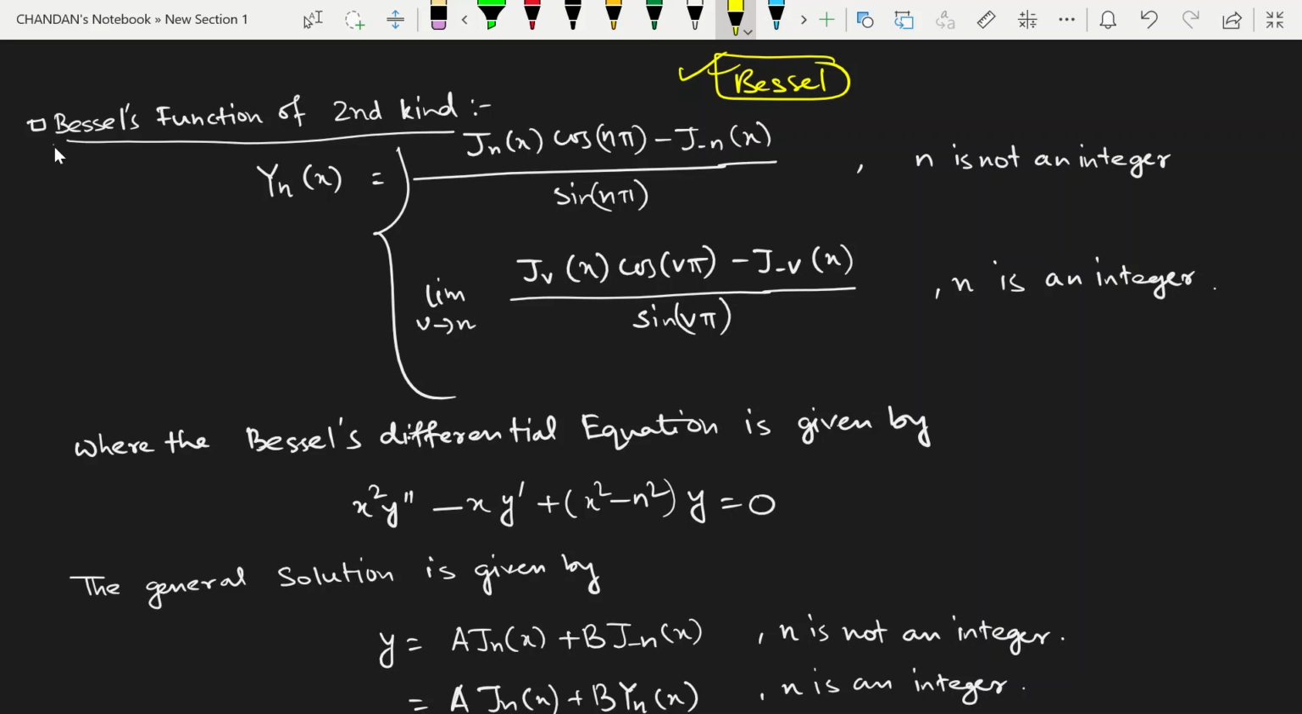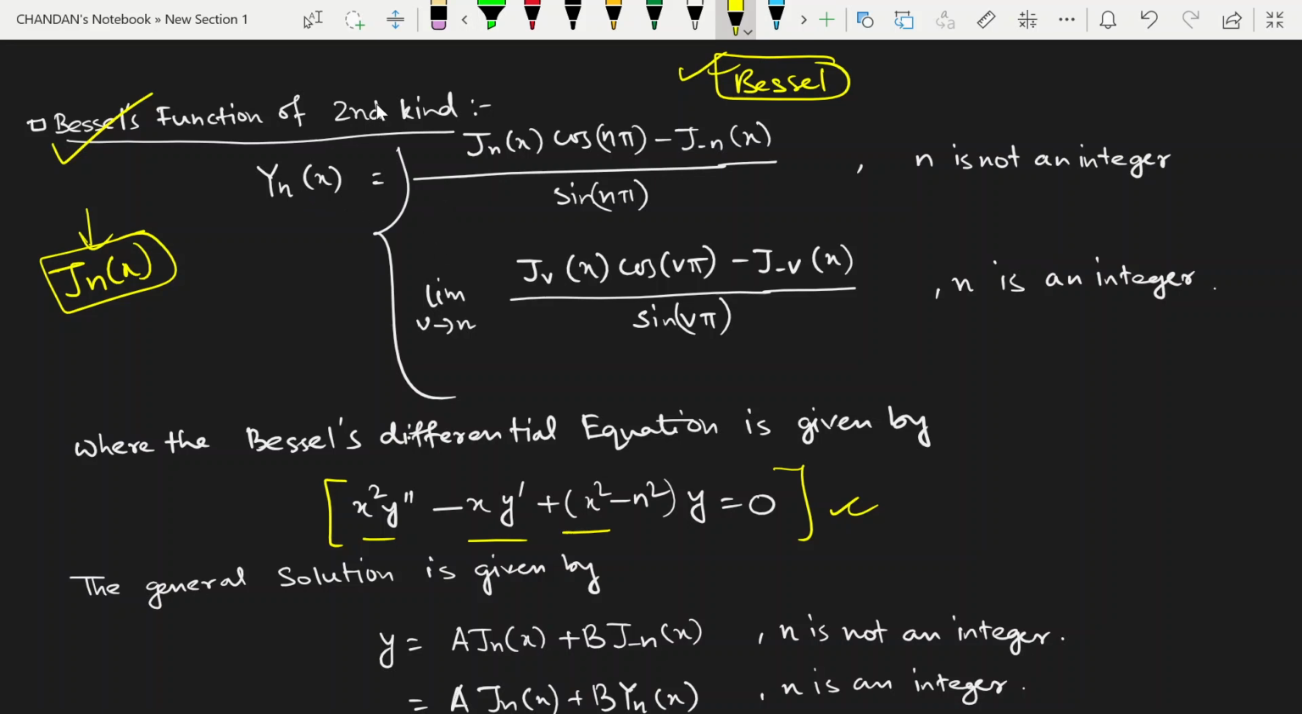So let's start with Bessel functions of second kind. Before going to the Bessel functions of second kind, let me remind you of the Bessel functions. What is the Bessel function? The differential equation is of the type x square y double dash plus x y dash plus x square minus n square into y equal to 0. This is known as the Bessel differential equation, and we already discussed the Bessel functions of first kind, generated by J n x. I am not going into the J n x part in today's video.